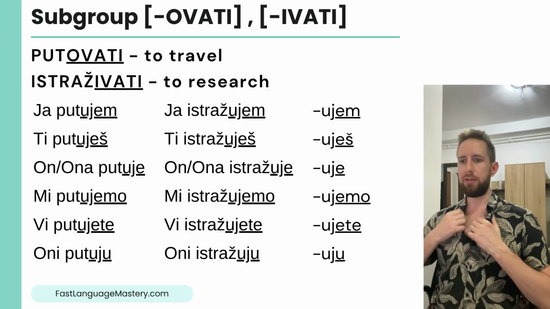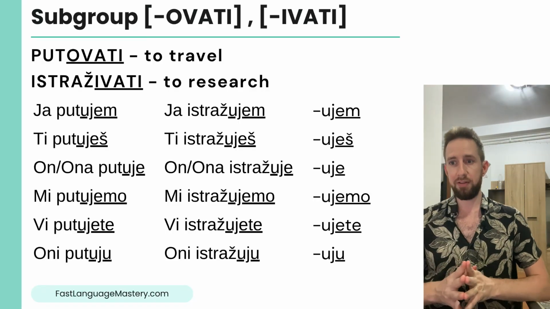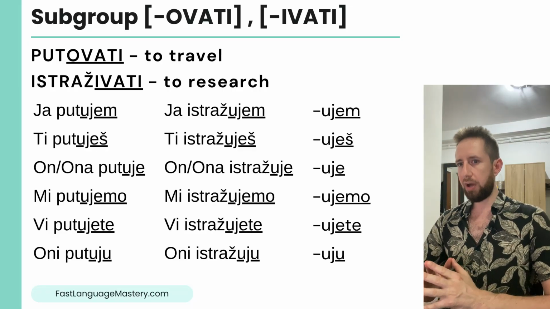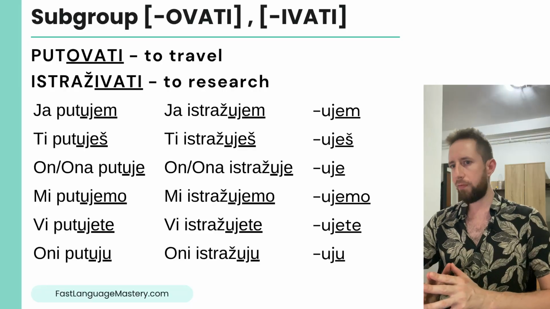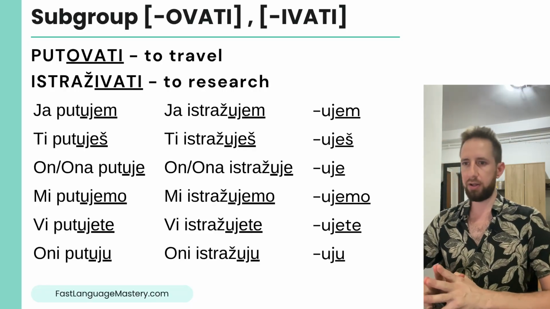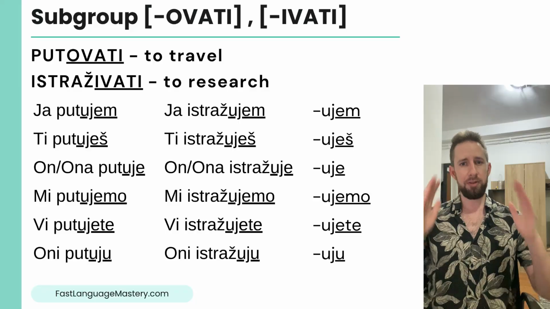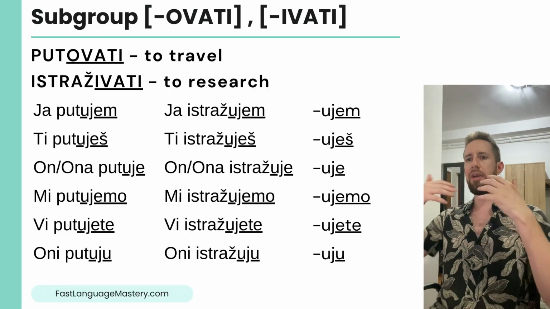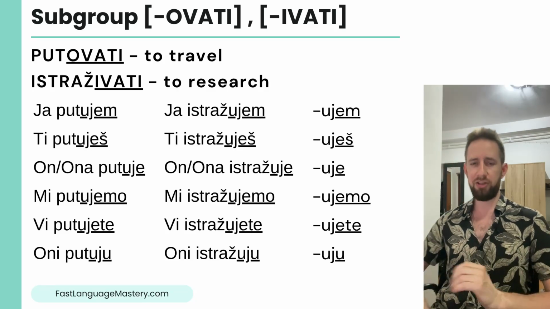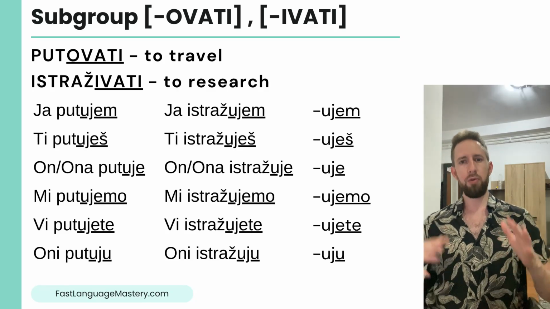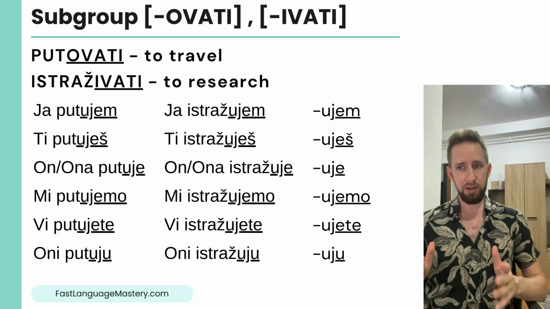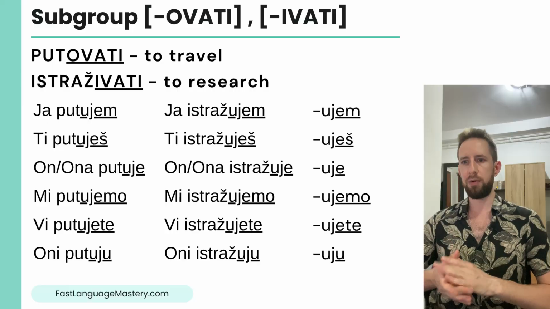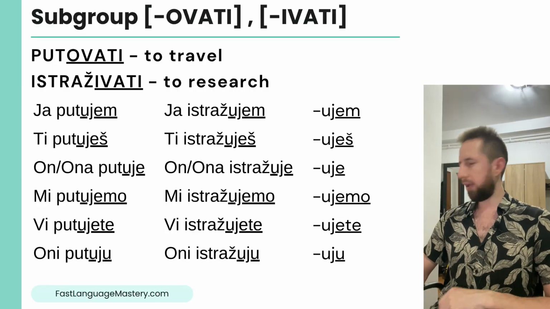Next, there is a subgroup in conjugation number 3, and this subgroup is ovati, ivati. Verbs of this subgroup have the ending ati, but they also have the suffix ov or iv before their ending. To make it simpler, let's not get into academic terms and just say that this is the whole ending, ovati or ivati, okay? Just for our simplification. So if you see the ending ovati or ivati, they will have these endings, which you can see on the screen. So it changes.